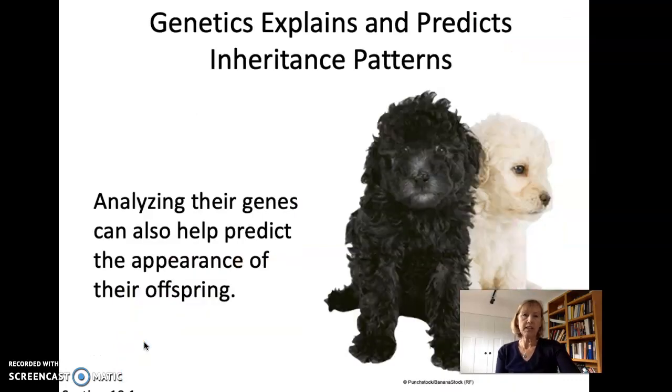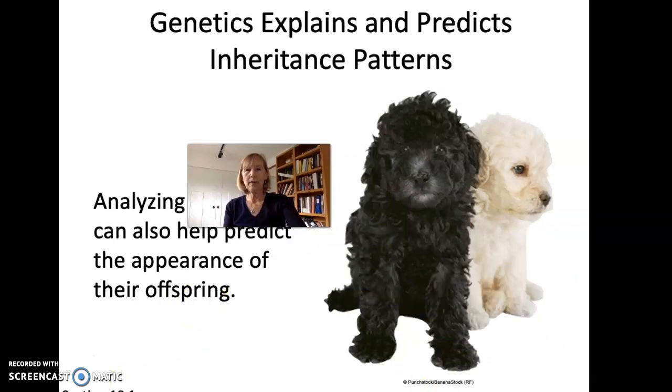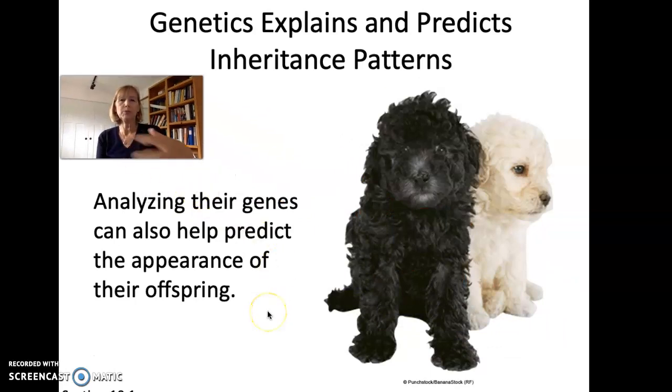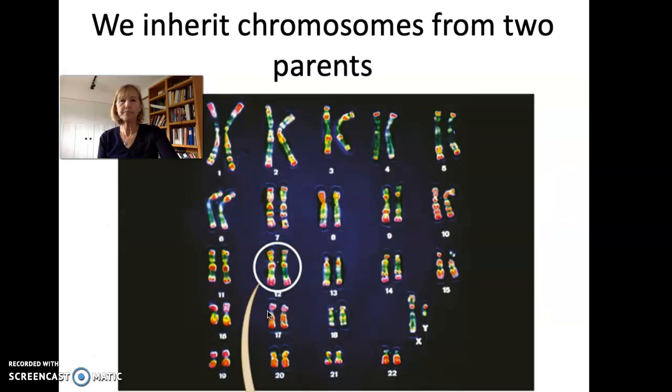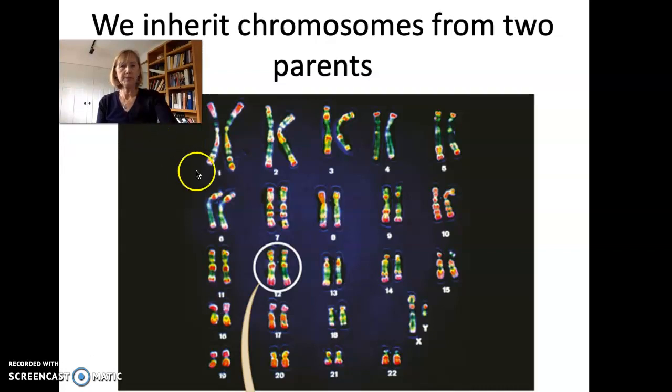So when we talk about genetics, what we use it a lot for is predicting inheritance patterns. And this is some puppies here, and we're looking at their coloration. And so we want to be able to predict the appearance of offspring, for example. Or if there is some genetic problem in a family, we want to be able to predict the possibility of it showing up in the next generation. So we know from inheritance, right? We've looked at this before.